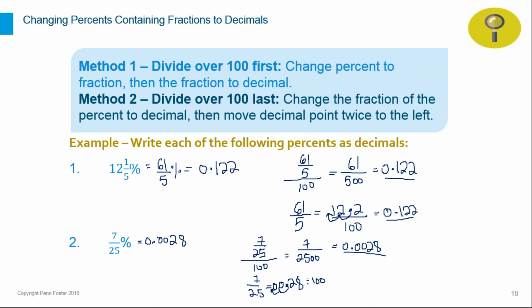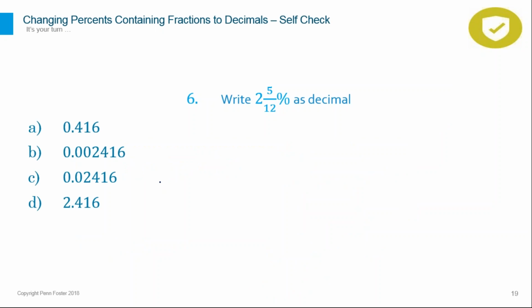Questions? Okay. Question for you to answer. 2 and 5 over 12% is what in decimals? So again, the method that we have in our mind, we want to get rid of the percent sign, then divide. You want to divide first or last, it's not going to matter. Just do the division correctly, the decimal point switched correctly, and you will get to the right answer. And here is the question.